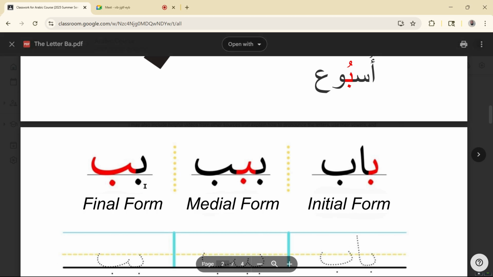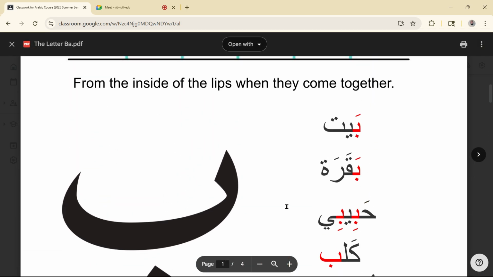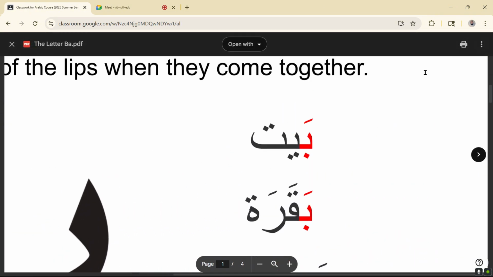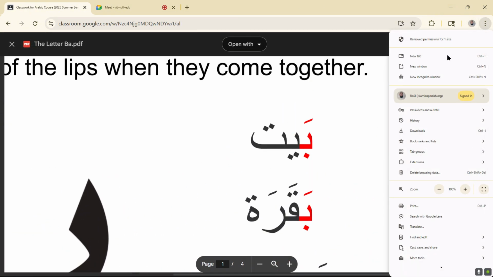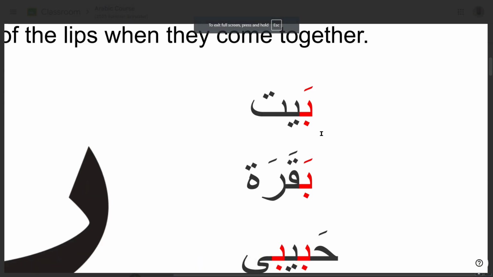So these forms right here, I gave you different examples with real words. For example, we have bait. Let me make this bigger. How can I make this bigger? Full screen? There we go. We have bait. Ba is right here in its initial form in the beginning of the word. There's other letters with different dots. We're going to learn how to identify these letters later. But for right now, I want you to recognize this B. Bait, which means house in Arabic.